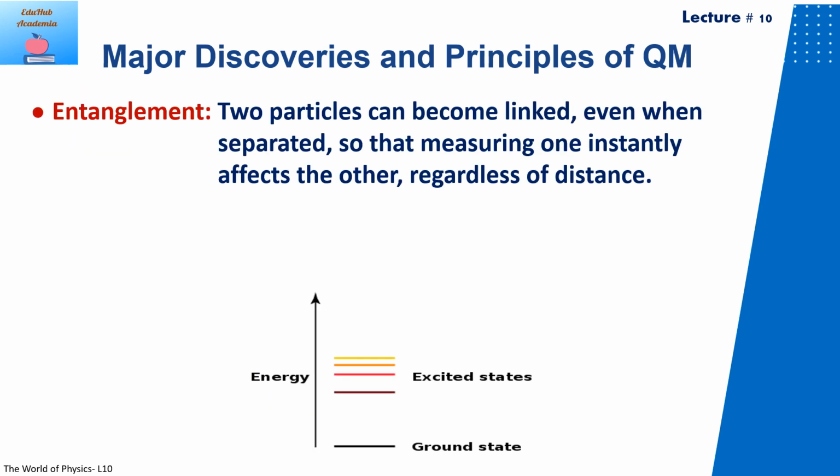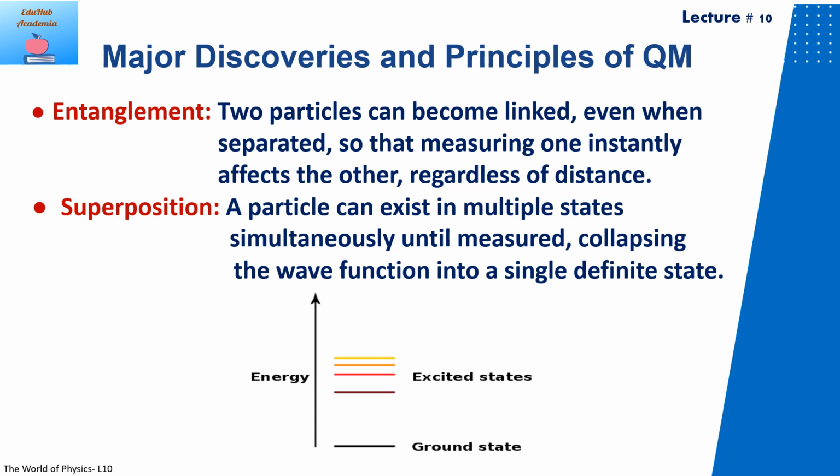Another principle of quantum mechanics is entanglement, which means that two particles can become linked even when they are separated. So measuring one of them will instantly affect the other. Superposition. A particle can exist in multiple states simultaneously until measured. When you measure it, the wave will collapse into a single definite state.